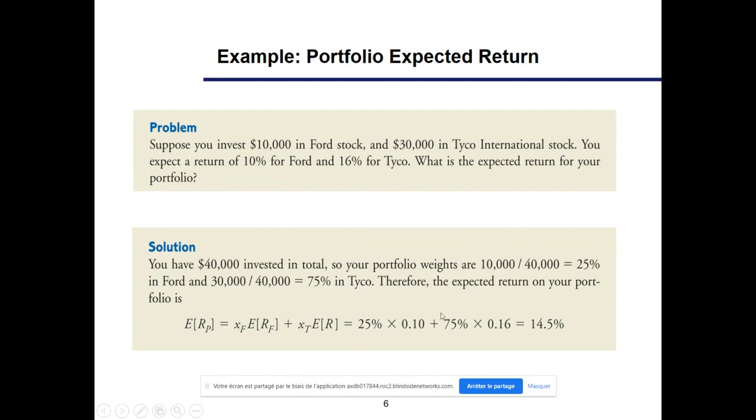And then you have 75%, which represents $30,000 in Tyco over $40,000. It is 75% multiplied by 16% expected return for Tyco. So the expected return of your portfolio, if you invest with this type of allocation, you can expect the expected return of your portfolio to be 14.5%.